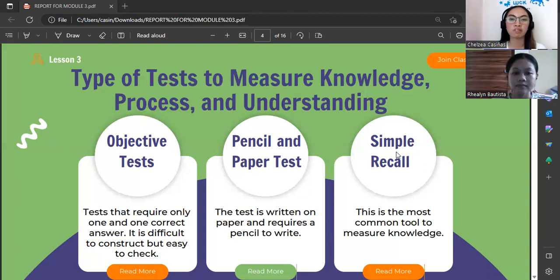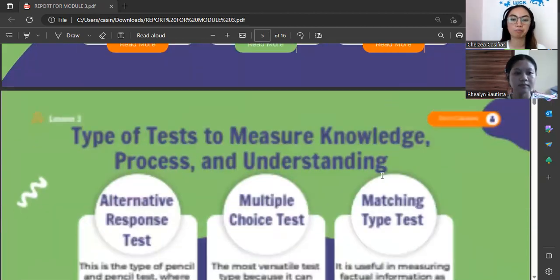So simple recall, for example, itatanong nila, ano ba yung idea nyo tungkol sa isang bagay na to, or naaalala nyo ba yung ginawa natin nung tinapik natin ito, ganyan. So nagre-recall lang tayo ng mga ideas na napag-aralan natin.